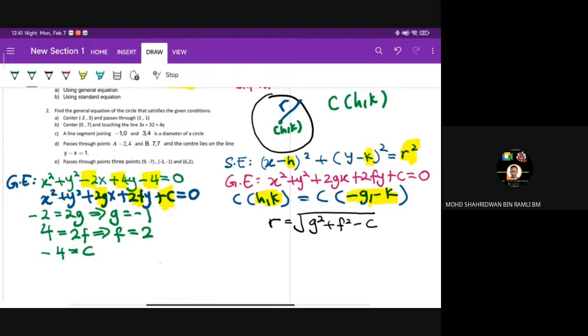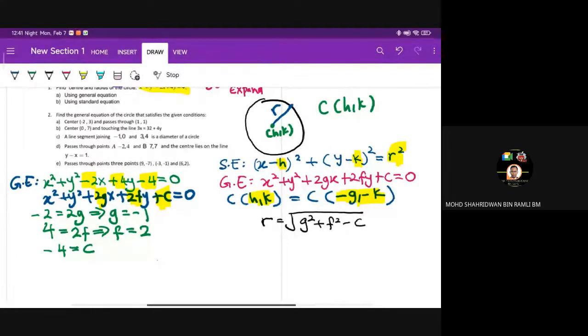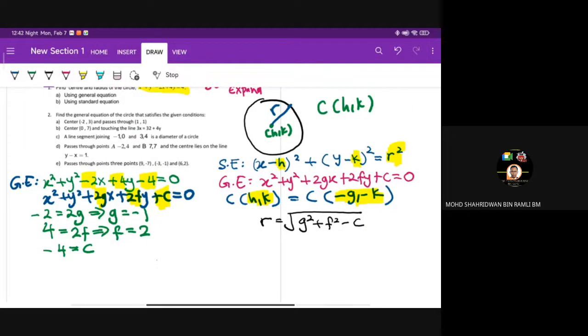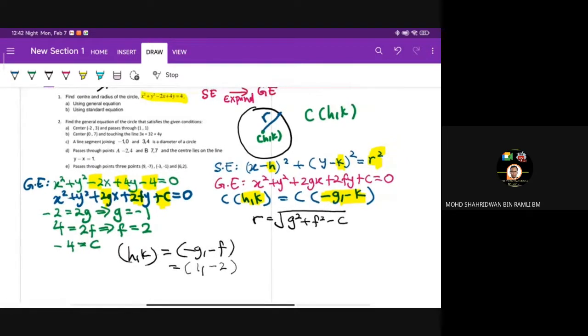From the relationship between the general equation and the standard equation, we know that our center (h, k) is equal to (negative g, negative f). Negative g, where g is negative 1, will be 1, and negative f, where f is 2, gives negative 2. So our center (h, k) is (1, negative 2).